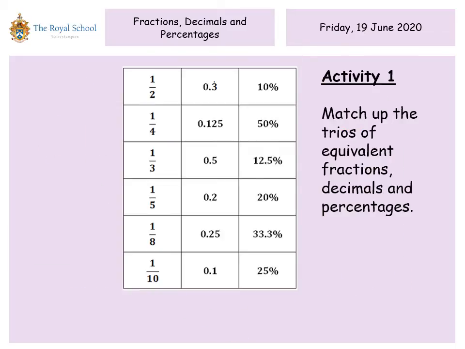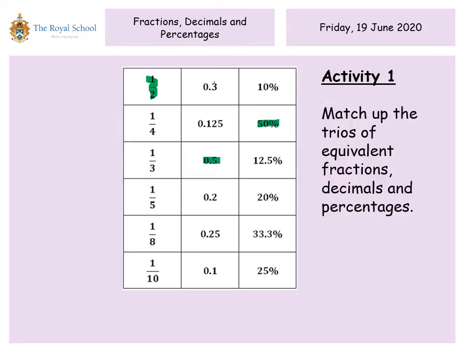So activity 1. You've got some trios, so there's 3 things to match together of equivalent fractions, decimals and percentages. These are some really key ones that we should know. So if you do need to work them out, that's absolutely fine, but we're going to need to get to a point at some point this year where we need to know these fraction, decimal and percentage equivalents off by heart. So if you can match the 3 together, for example, we might want to match the half. We should know that's 0.5, and we should know that is 50% as equivalents, so we'd match those 3 together.